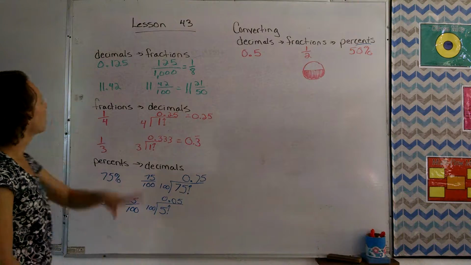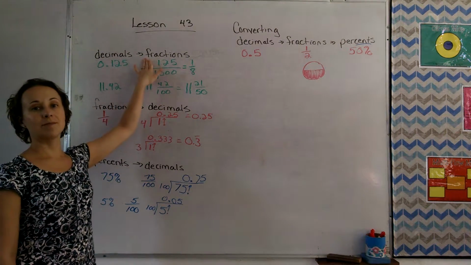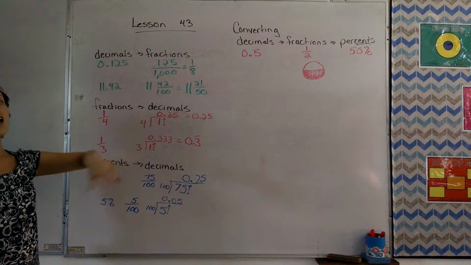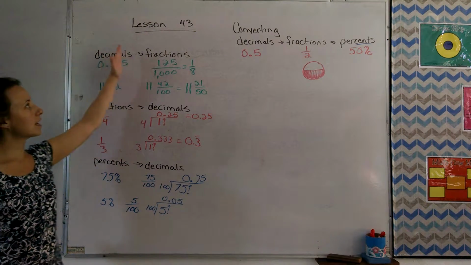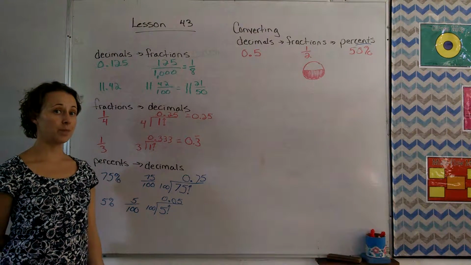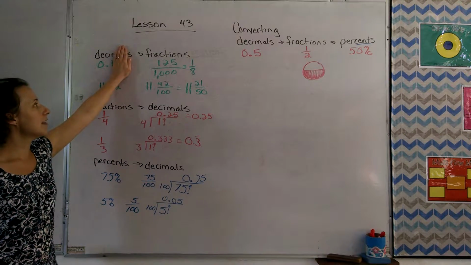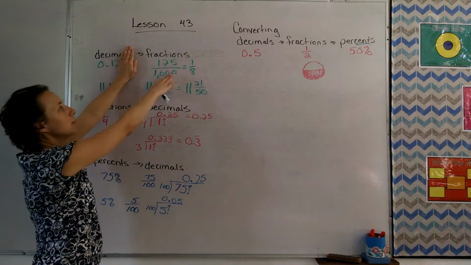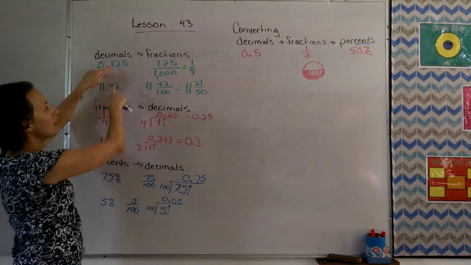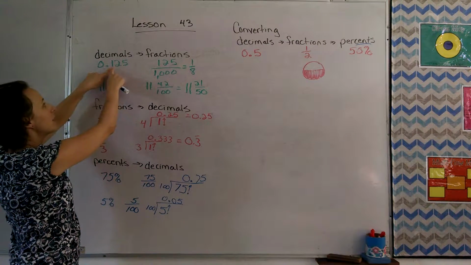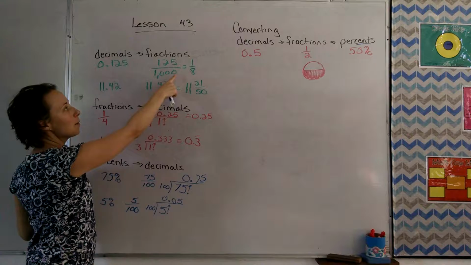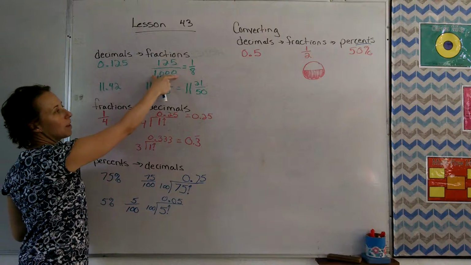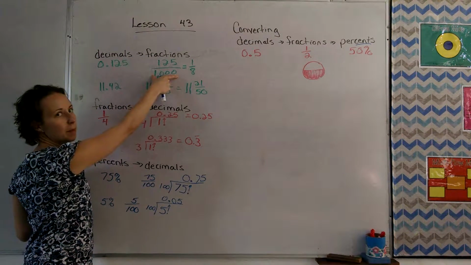Here we are. Let's say that you have a decimal and you want to change it to a fraction. So say you have 0.125. This is 125 thousandths. To convert between decimals and fractions, you need to use your place value. If it was in the tenths, I would write it as a fraction over 10. If it was to the hundredths, I would write it as a fraction over 100. Because it's to the thousandths place, I'm going to keep the same number and write it over the place value, 1,000.